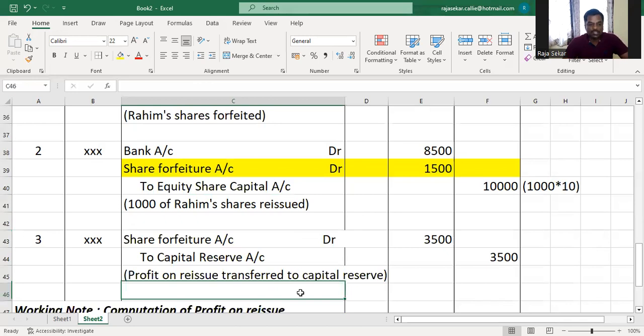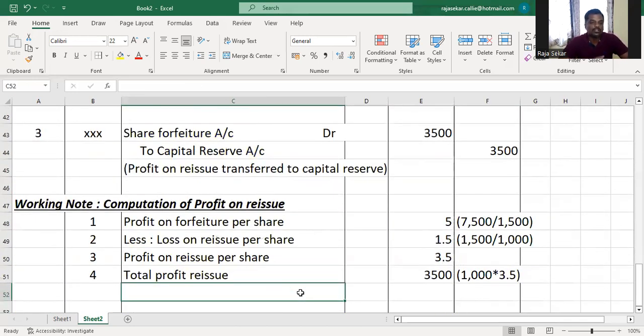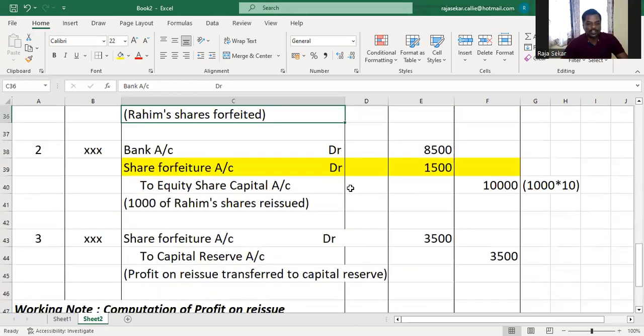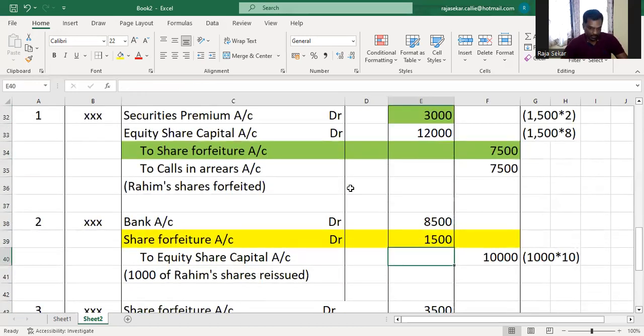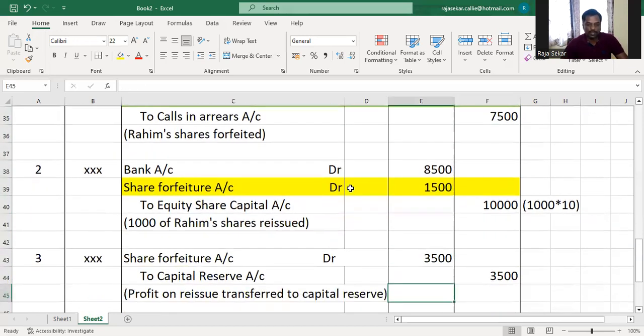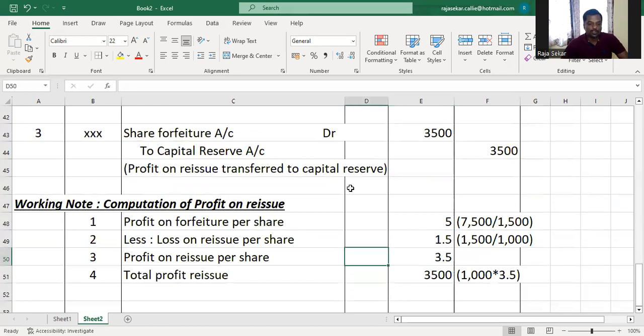And then for the last journal entry, we'll have to do another working note, that is to find out the profit on reissue that has to be transferred to capital reserve. In a case of partial reissue, like 1,500 shares have been forfeited but only 1,000 shares have been reissued, you cannot transfer the amount by just deducting the loss on reissue of 1,500 from the total share forfeiture of 7,500 and arriving at 6,000, because it's a case of partial reissue. We'll have to do the working note.